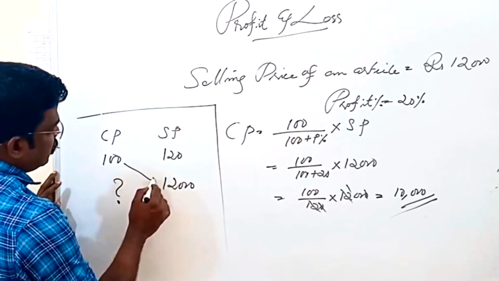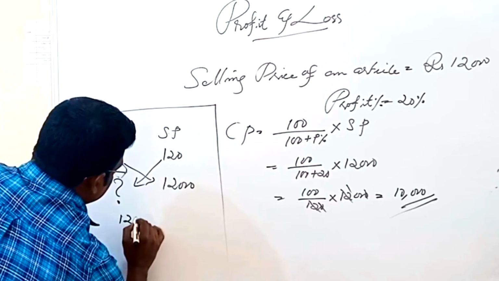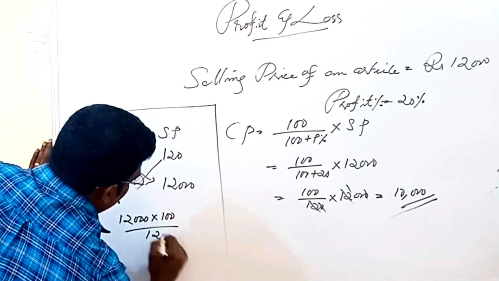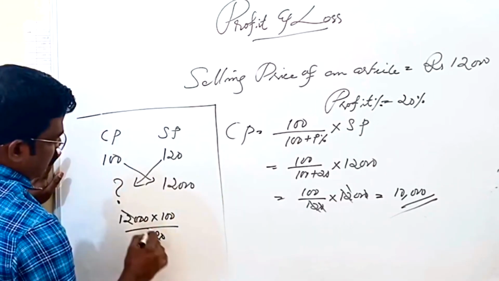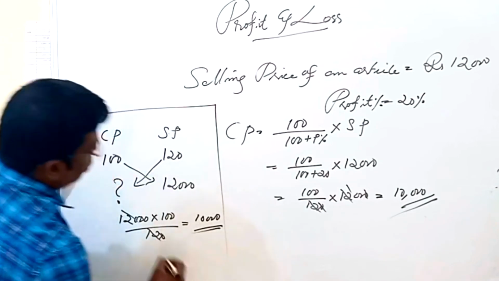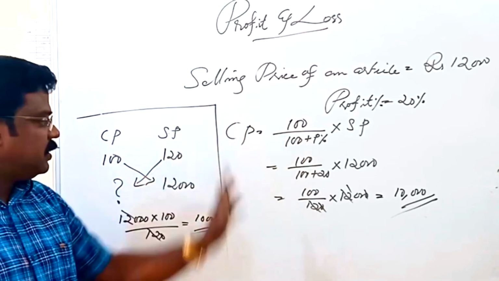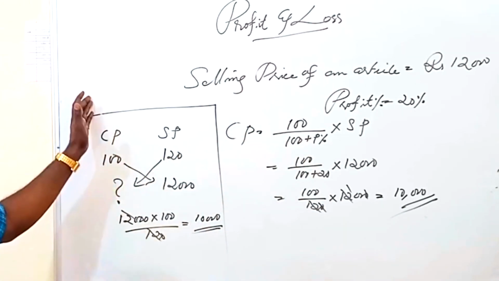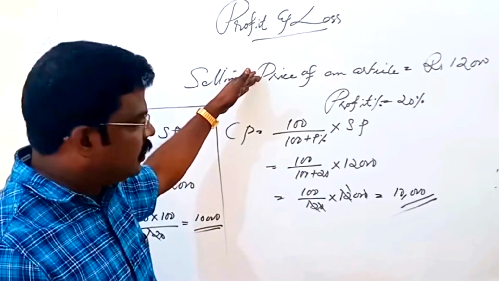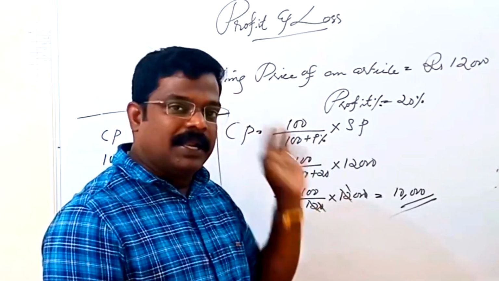So here we just cross multiply. That means 12,000 into 100 divided by 120. 120 cancels, then you will get 10,000. This is a shortcut method for finding the cost price of that commodity. Actually, when you write board exams and all, you have to use a proper formula for finding the answer. That will be better.